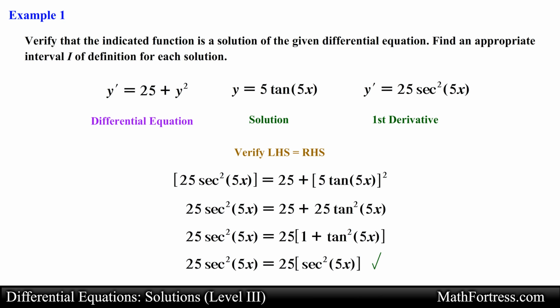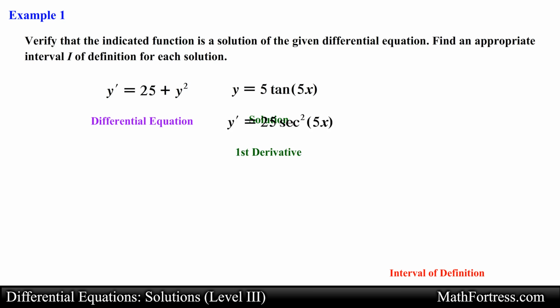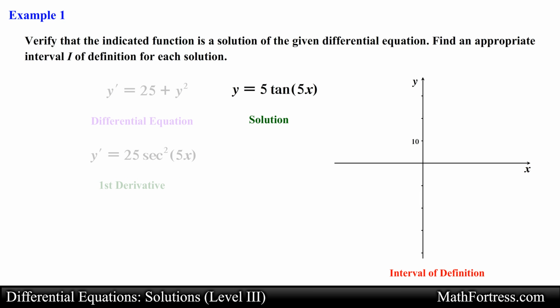Now let's assign an interval of definition. Let's take a look at the graph of the solution. Recall that tangent can be expressed as the quotient of sine and cosine. In this form, it is clear that we can't have any values of x that make the denominator equal to 0, since division by 0 is undefined. In other words, the function is not defined when cosine of 5x equals 0.